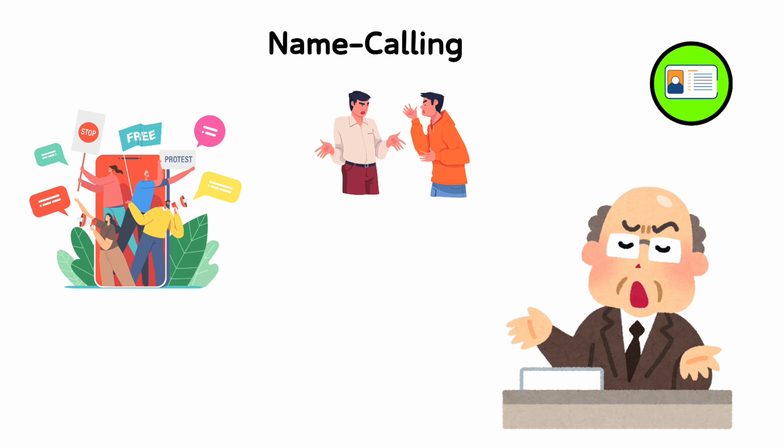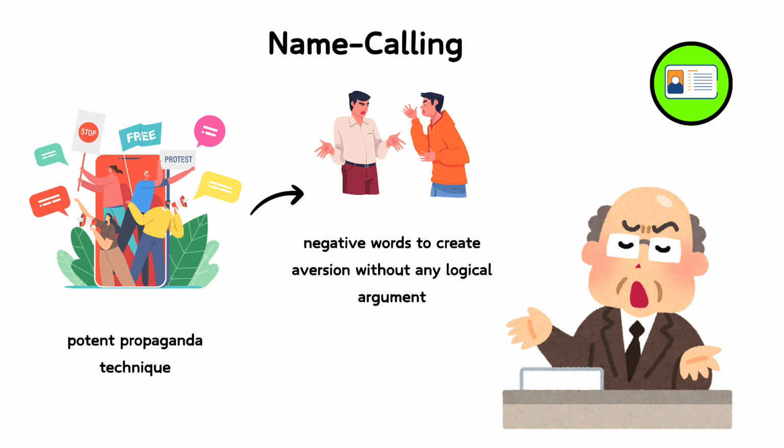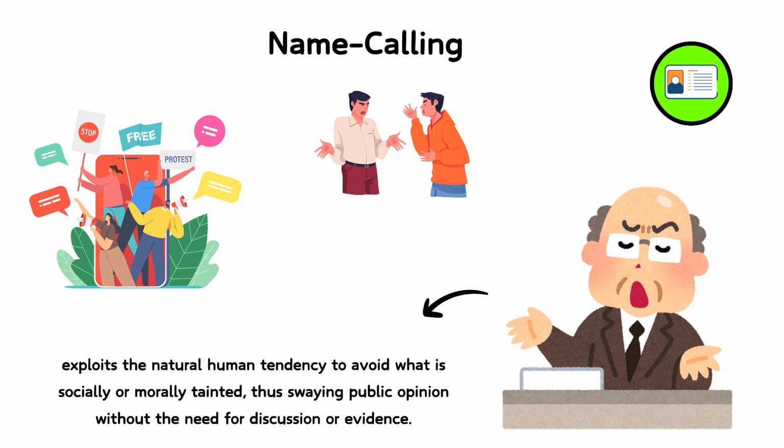Name-calling is a straightforward yet potent propaganda technique. It involves labeling an opponent or their ideas with emotionally charged negative words to create aversion without any logical argument. For example, calling someone a traitor or an idea unpatriotic can dismiss, discredit, and demonize without addressing the actual merits of the person or the idea. This approach exploits the natural human tendency to avoid what is socially or morally tainted, thus swaying public opinion without the need for discussion or evidence.